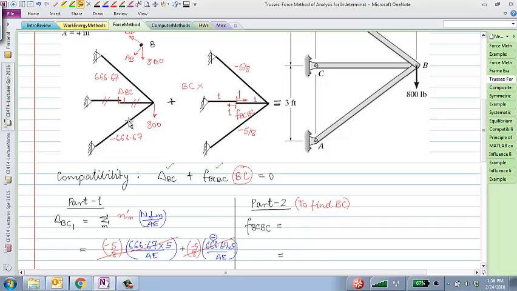Okay, which means what? What would be the value of BC if delta BC is 0? 0, right? And we'll do that, but let me first ask you, what is FBC BC? How would you calculate that? That's the displacement at this point when I apply a unit load, also equal and opposite unit loads at that point. Would that be 0? Would FBC BC be 0?